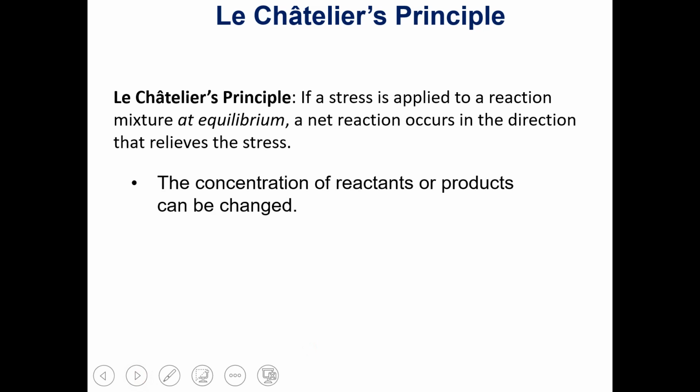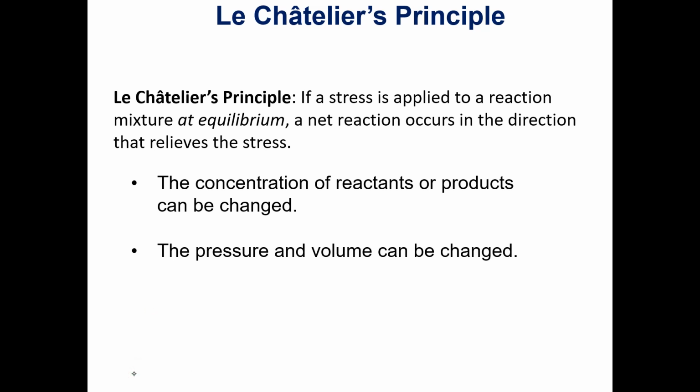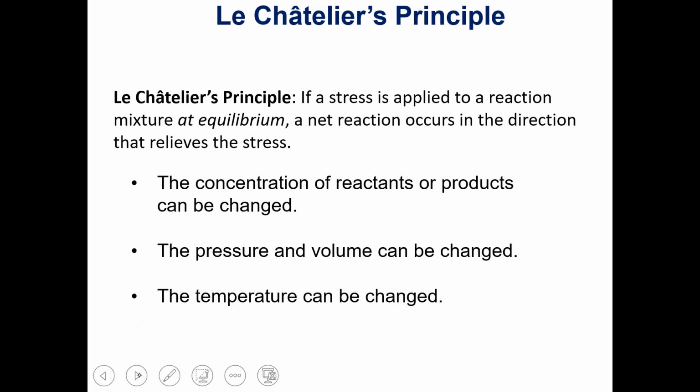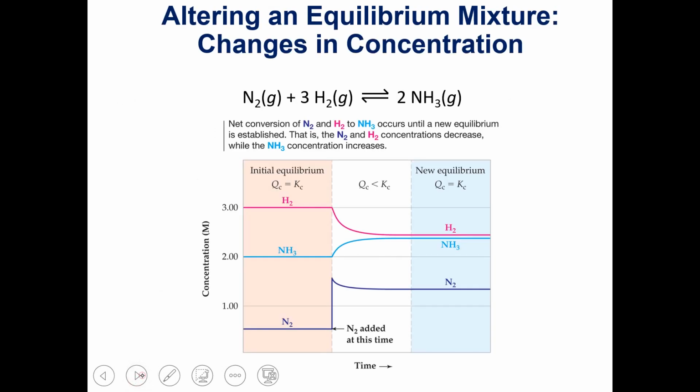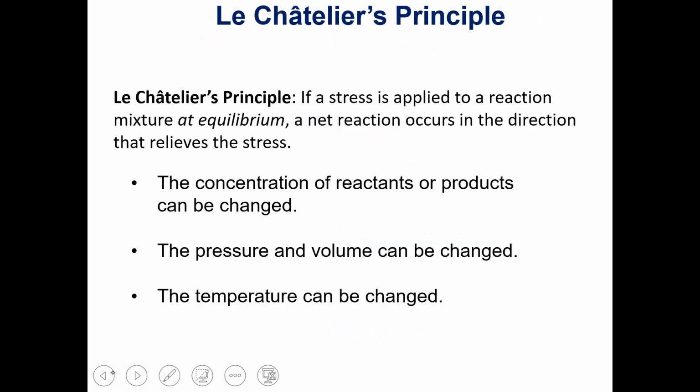There are a few different types of stresses that we can apply to a reaction. One is that we can change the concentration of reactants or products. We can change the pressure or volume, particularly if we're talking about gaseous reactants and products. We can change the temperature of a reaction, and that will have an effect on some reactions. We're going to talk about how each of these changes would affect a reaction, and the reaction is going to go in the direction that will relieve the stress that we apply to it.